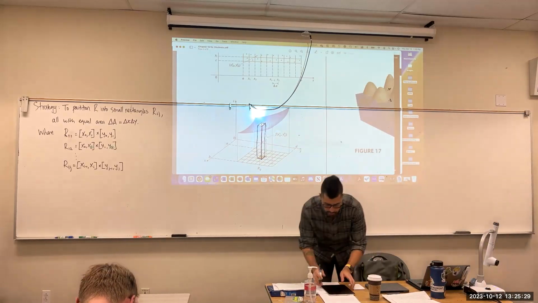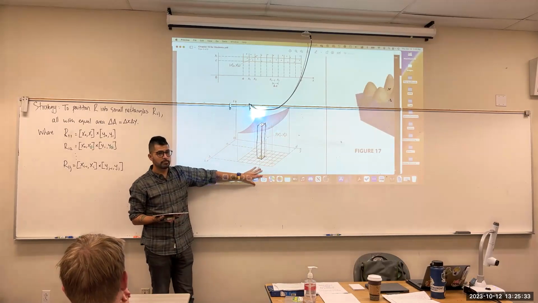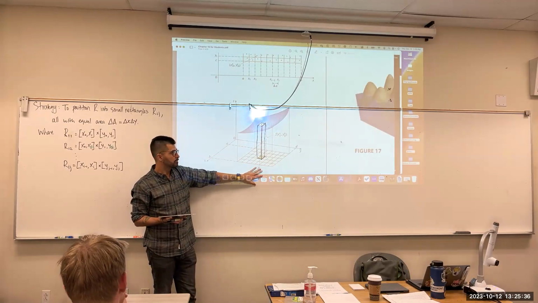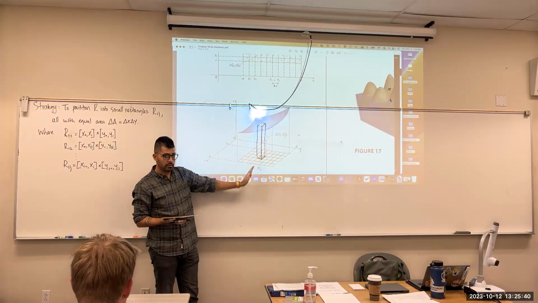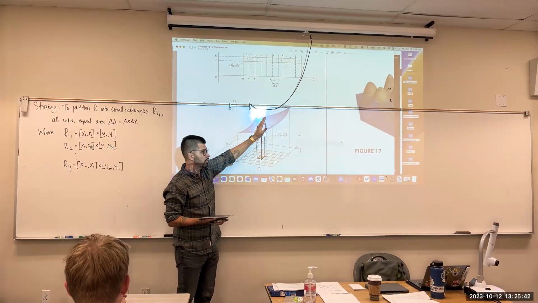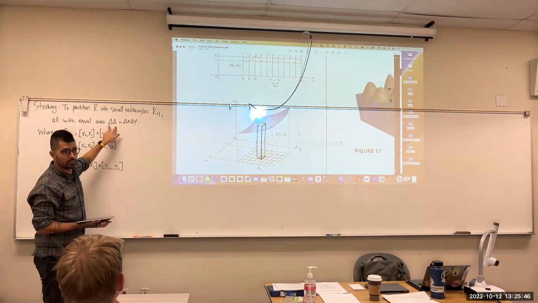Okay, so here a little part of the warm-up. How would I find the volume of this guy? Delta x times delta y times f of the point. The area of the base times the height, right? Which we know how to find the area of these. These all have area delta A. Okay?